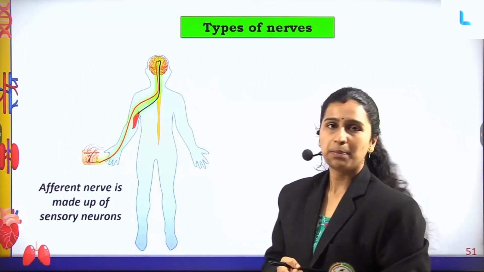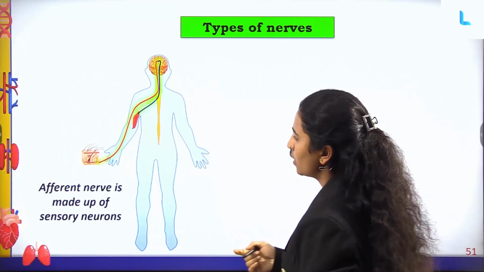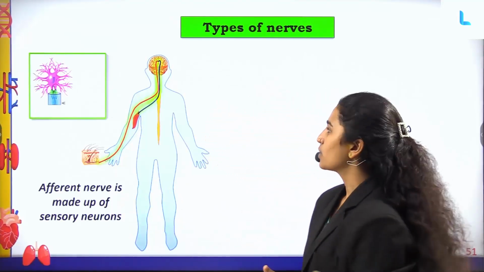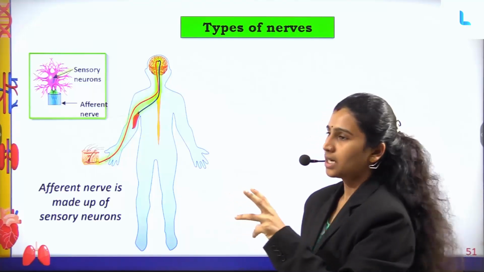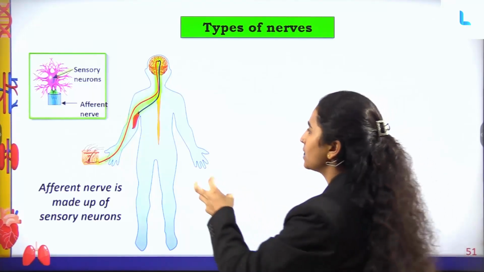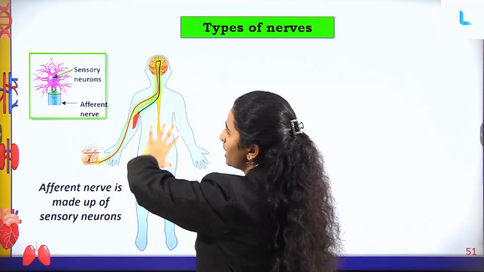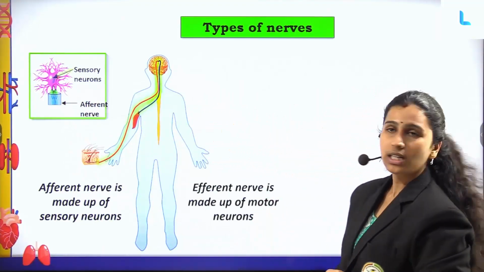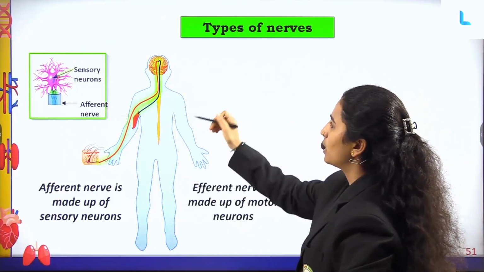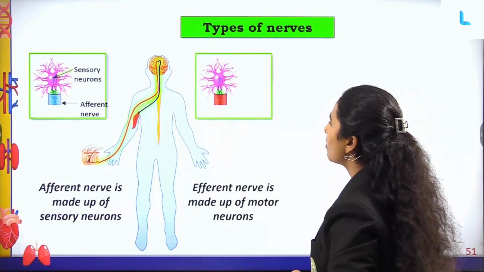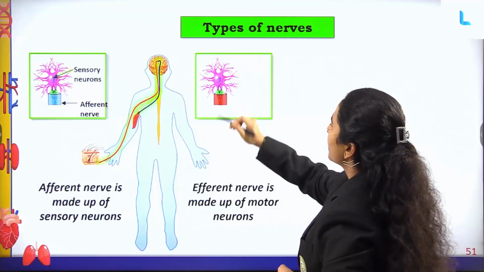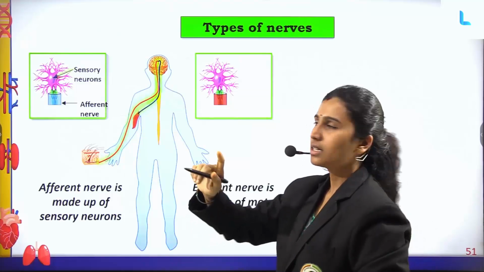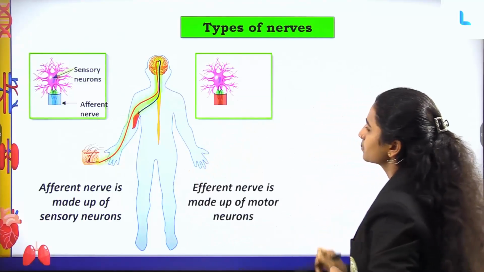So afferent nerves are made up of sensory neurons, that is, they are going to carry the impulse, carry the sense from our body to the brain. Whereas efferent nerves are made up of motor neurons. So the blue line is afferent. You can see here, it will be reddish in color here. So this is the efferent nerve.